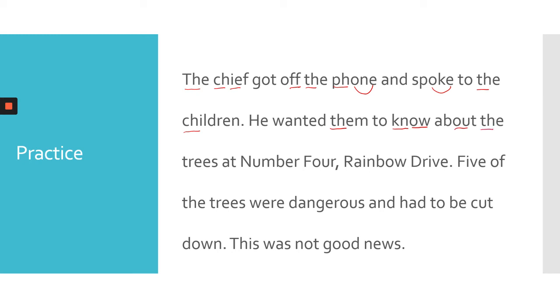About the trees at number 4 Rainbow Drive. 5 of the trees were, and you might even be able to make that a trigraph with that E on the end, were dangerous and had to be cut down. OW is a digraph. Ow. This was, now the A and the S make an OS sort of sound here. So really, we're only hearing the A, so that's not a digraph. Was not good news.